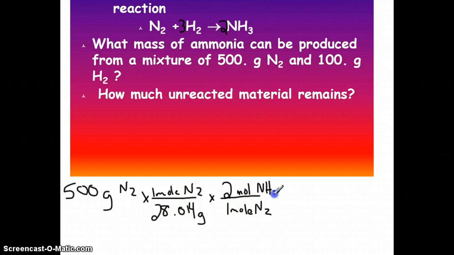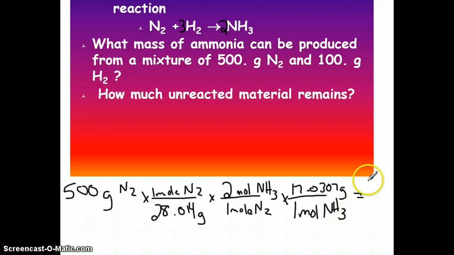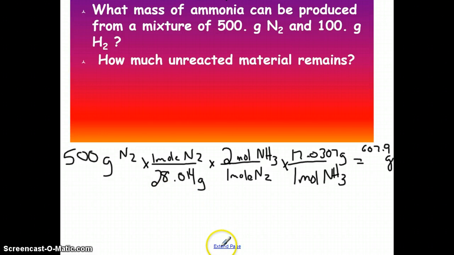All right, now we've got to get this to grams of NH3. So we're going to need the molar mass of NH3, which is 17.0307. Okay, and that gives us 607.9 grams. Okay, so that's using just N2, assuming that the N2 runs out.